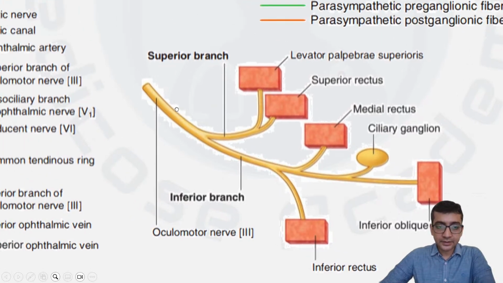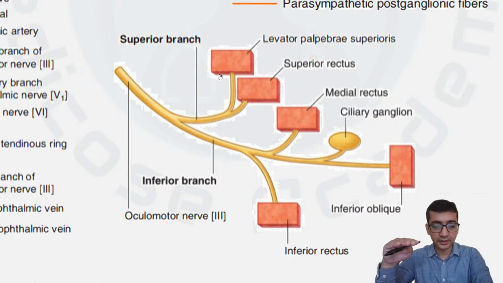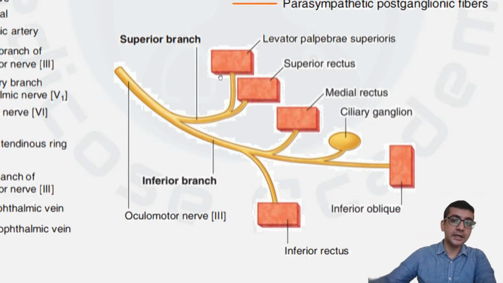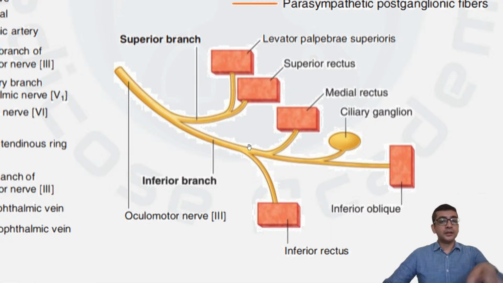So it divides into two divisions, the superior and inferior. The superior one goes and supplies the muscles on the upper aspect of the eyeball, that is, the superior rectus and the muscle on top of that, the levator palpebrae superioris. And the inferior branch will supply all the rest of the muscles, that is the inferior rectus, inferior oblique, and medial rectus. This part of the oculomotor nerve contains both sympathetic fibers and parasympathetic fibers.